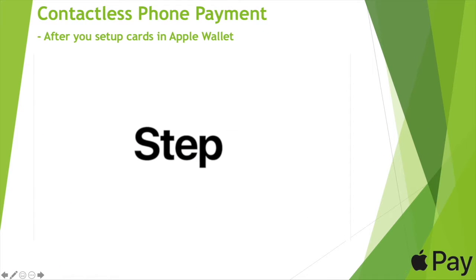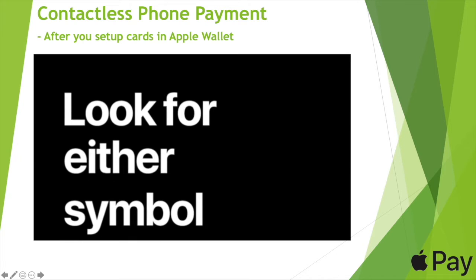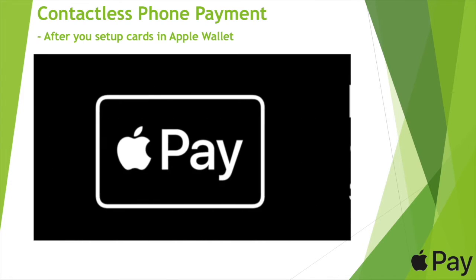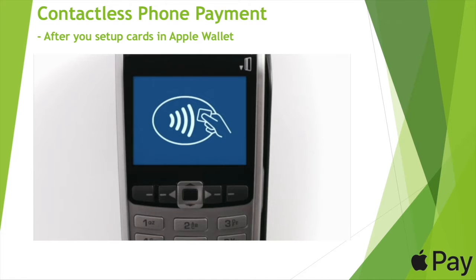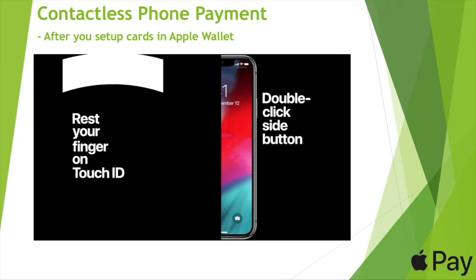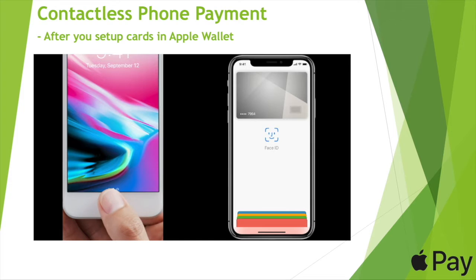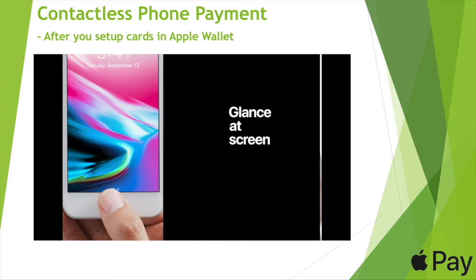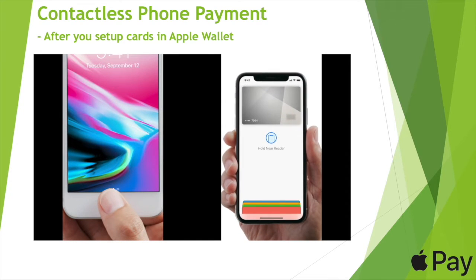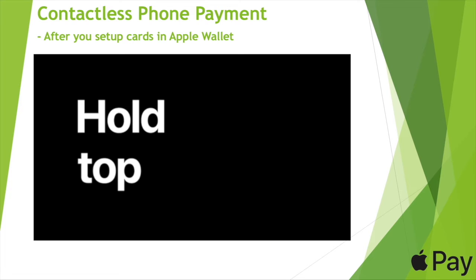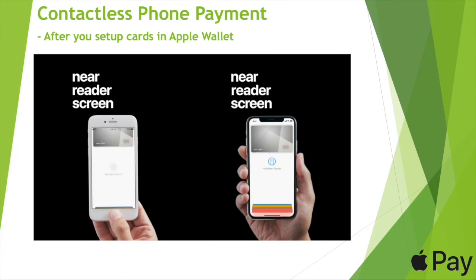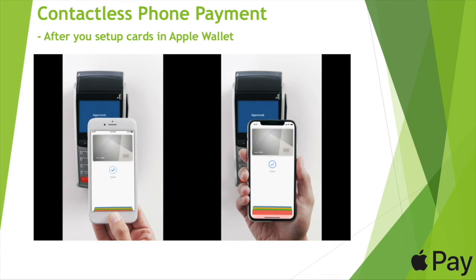I'd like to show you how to pay in store with Apple Pay. That's an example of contactless phone payment. After adding cards in the Apple Wallet, there are 3 steps. Step 1. Looking for either symbol, Apple Pay logo or contactless logo on a POS terminal. Step 2. Rest your finger on Touch ID or double-click the Set button, then glance at the screen. Step 3. Hold top of iPhone near reader screen. And done. Pretty easy, right?